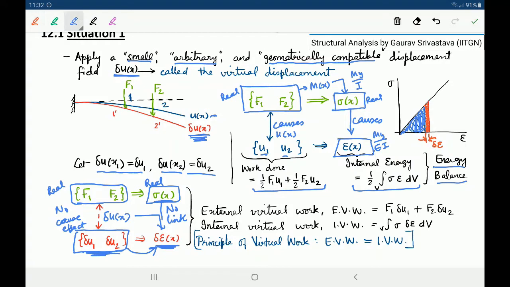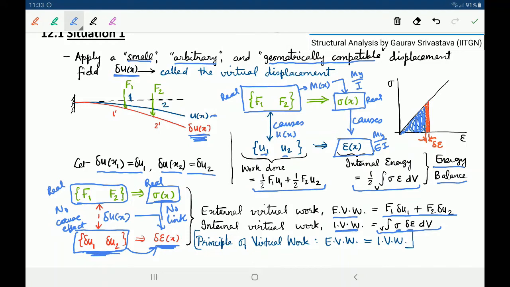So in this case, what we see is that the external virtual work is F1 delta U1 plus F2 delta U2. This follows the same logic as external virtual work for rigid bodies when finding support displacements and support reactions. But now there is an internal virtual work, which is the volume integral of the real stress times the virtual strain dV. Right, so this is the internal virtual work.